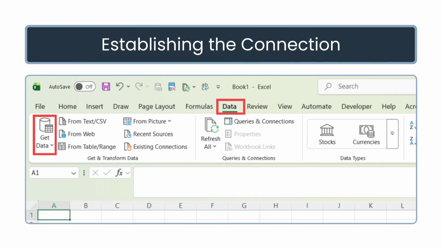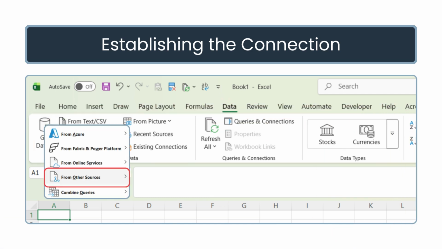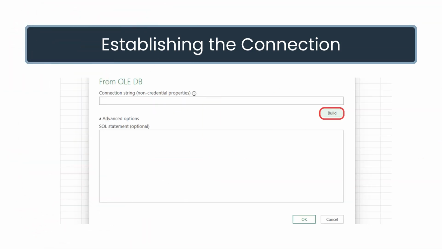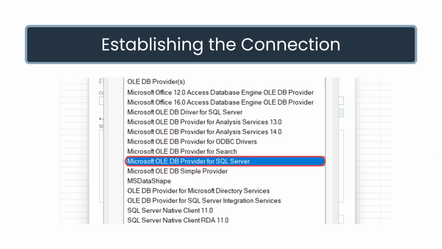In a blank Excel sheet, go to the Data tab, select Get Data, then from Other Sources, choose from OLEDB. This opens the Data Link Properties window, where you'll enter your server details. From the OLEDB pop-up screen, select Build. Then select Microsoft OLEDB Provider for SQL, click on OK.